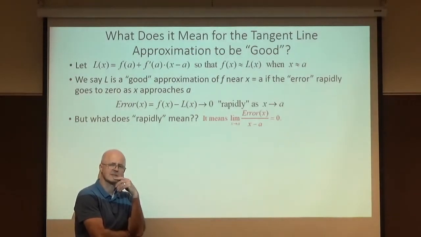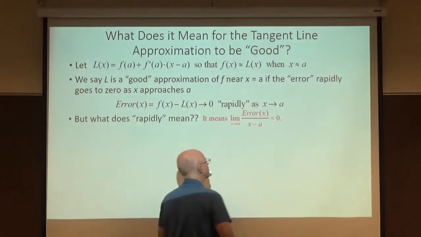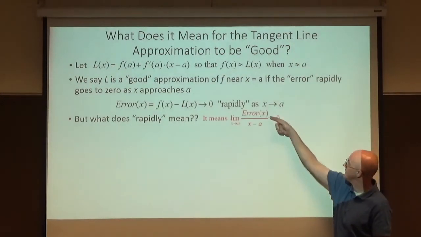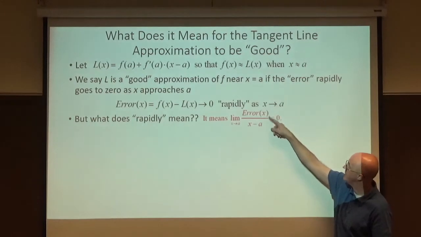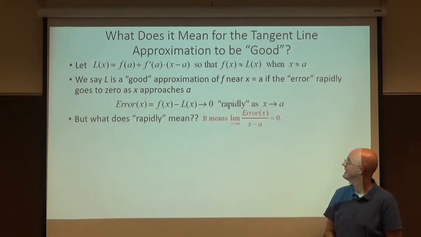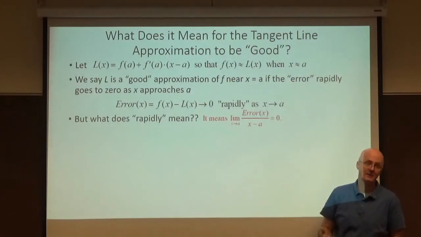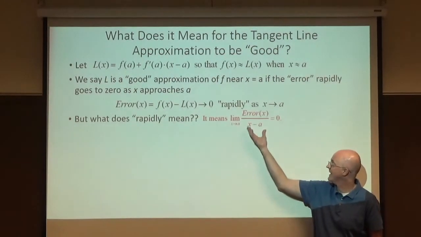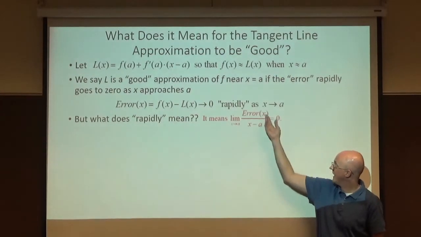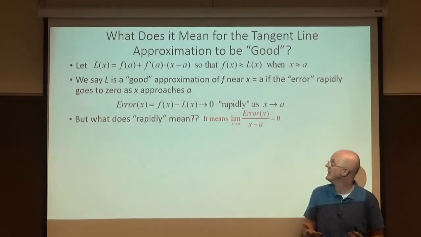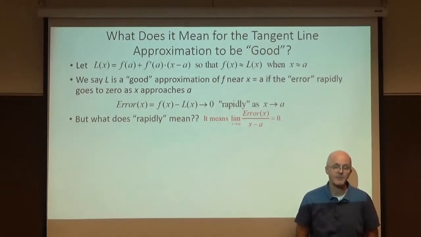Why does that mean the error goes to 0 rapidly? Essentially, here's the intuition. The error goes to 0 so rapidly that this fraction goes to 0, which means even though the top and bottom are both going to 0 as x approaches a, the top's got to be going to 0 much faster than the bottom to make this limit go to 0. You see at the bottom, x minus a, that's going to 0 as x gets closer and closer to a. This is approaching 0. The error is approaching 0 as well. This fraction doesn't have to be approaching 0. If it's a bad approximation, the fraction probably would not be approaching 0.